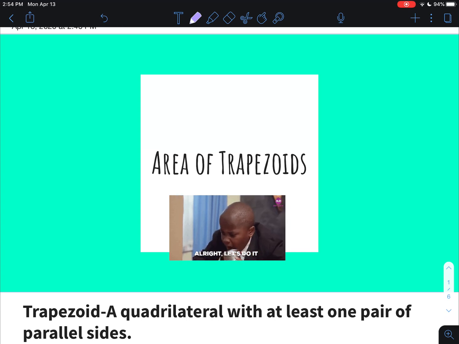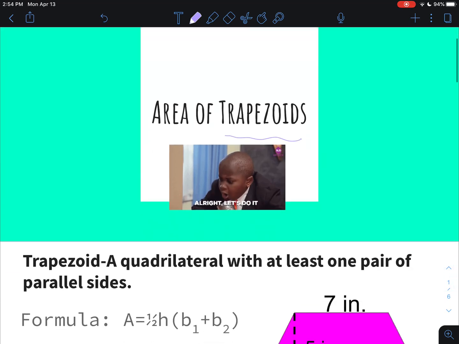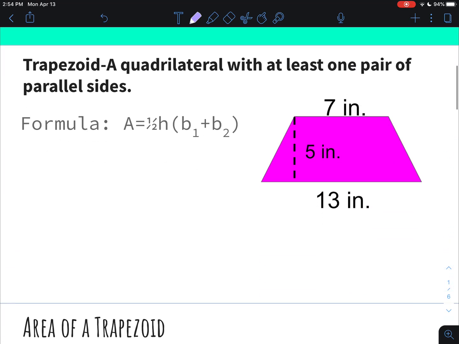Hey guys, today we have our last lesson on our quadrilaterals. So the last quadrilateral on your formula sheet that you should have seen is a trapezoid. So for today, the formula is on your formula sheet, but I'm going to remind you of what it is. So a trapezoid is actually just a quadrilateral, so four-sided figure with at least one pair of parallel sides.